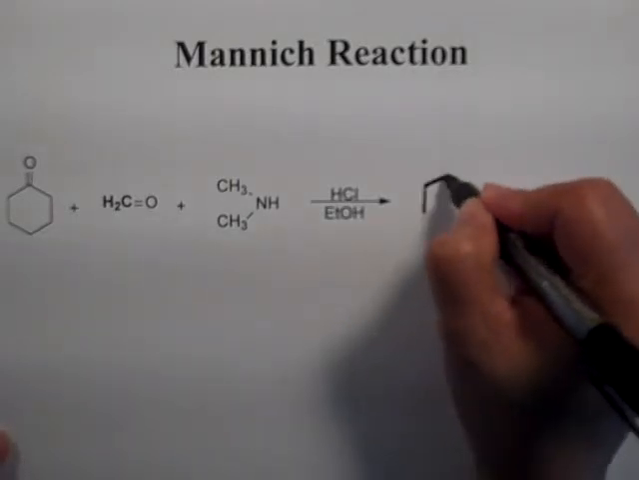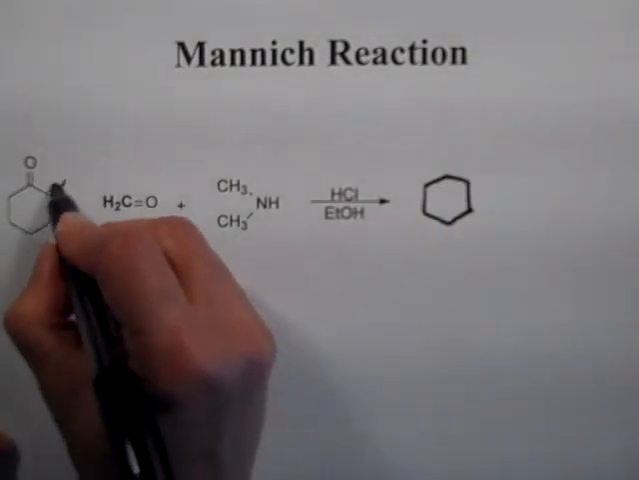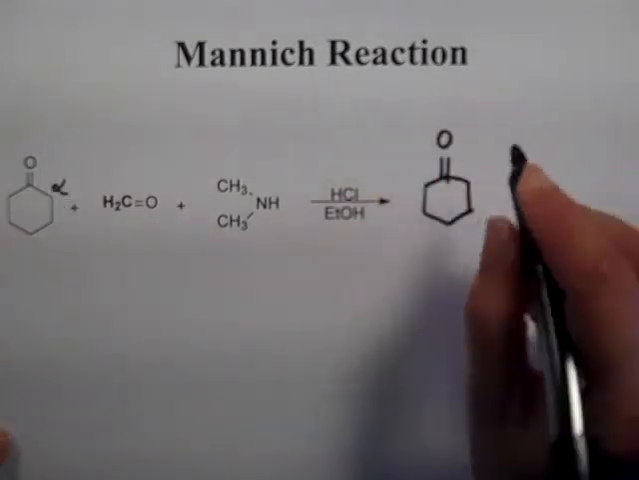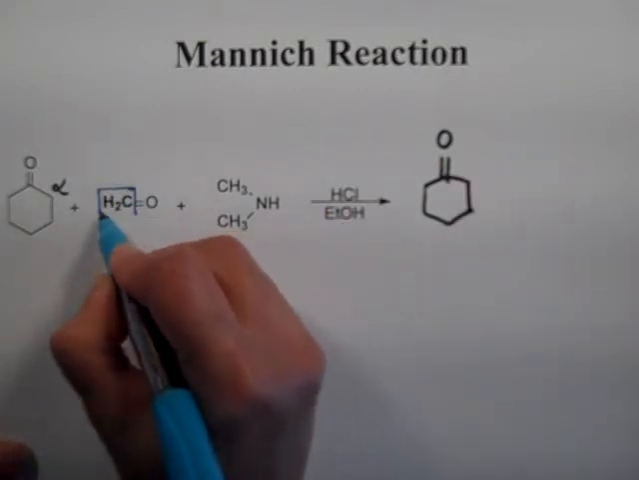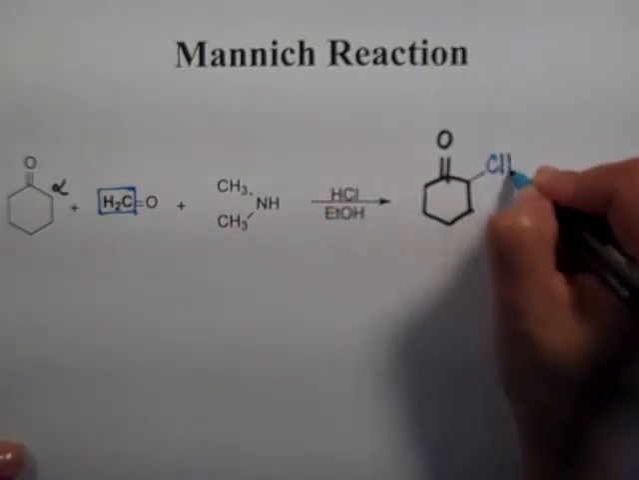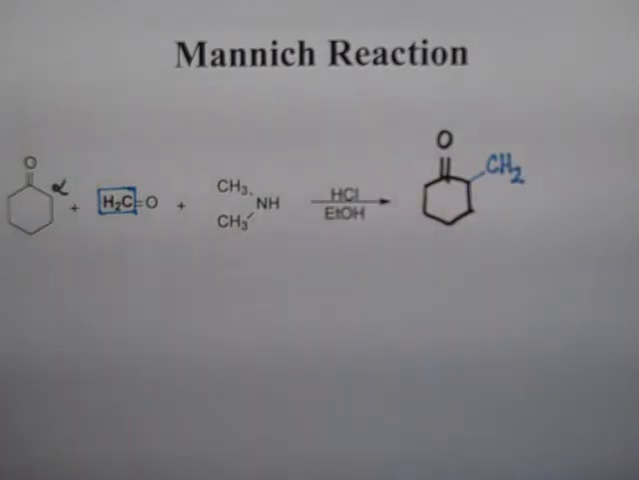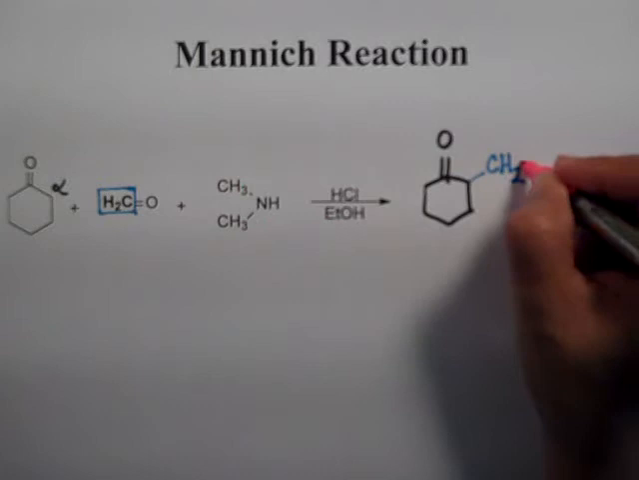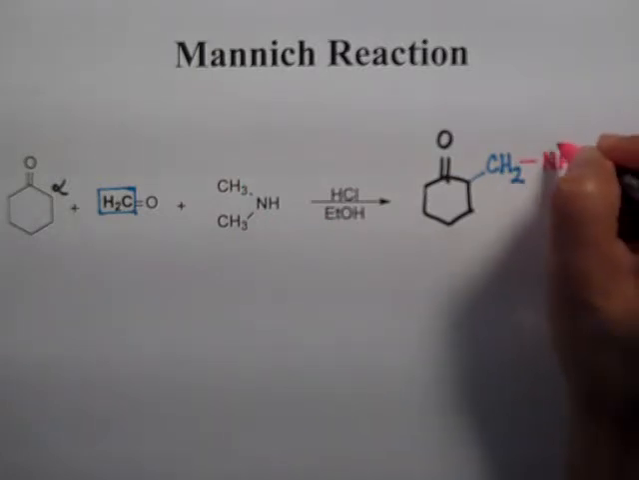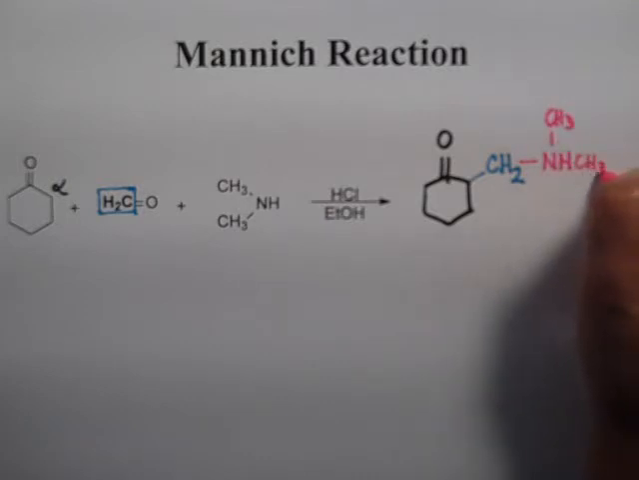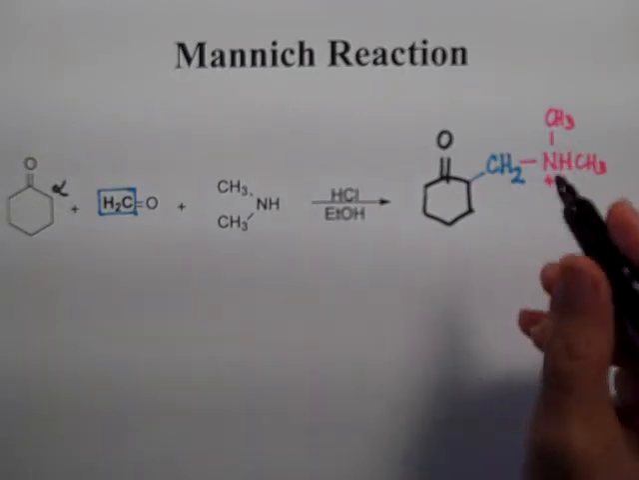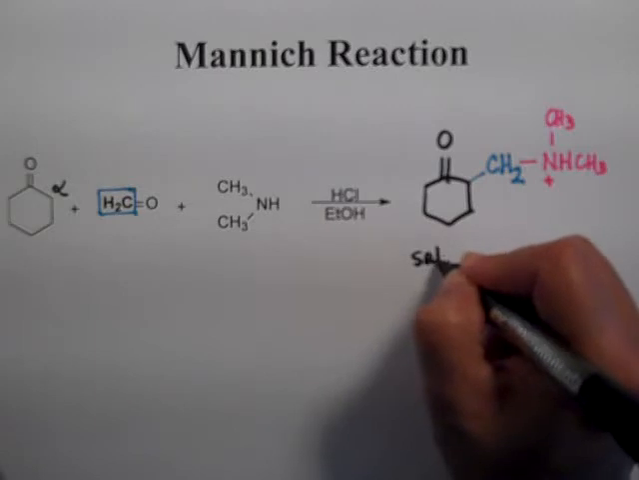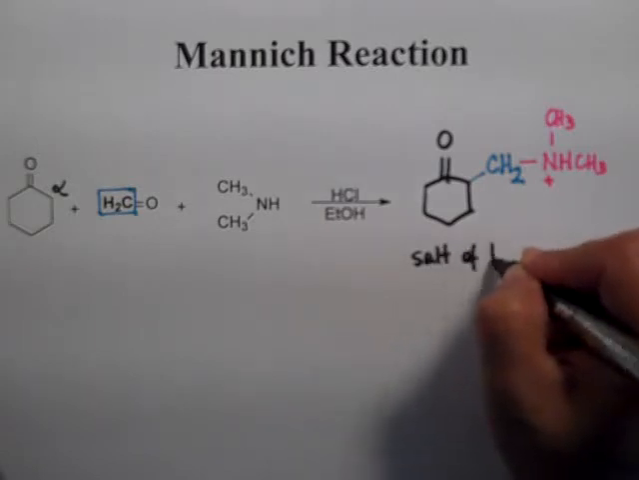What's going to happen is that I'm going to alkylate the alpha carbon of my ketone. So there's my ketone. I'm going to use the methylene from the formaldehyde, and I am going to attach the amine to the methylene of the formaldehyde. This right here is a salt of the Mannich base.